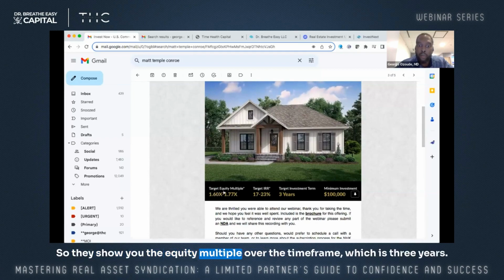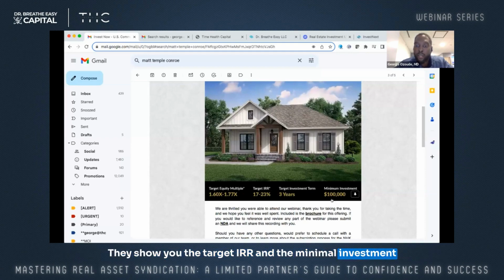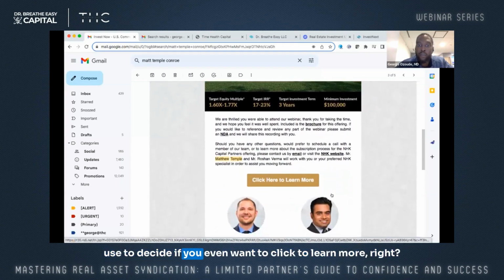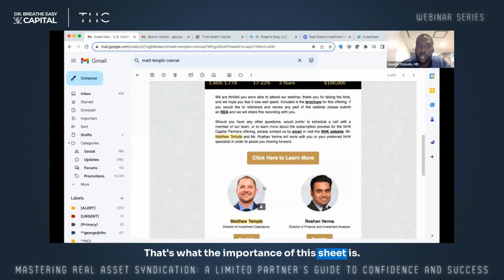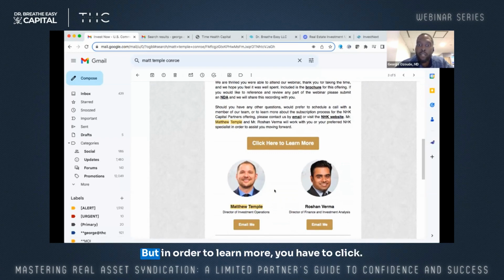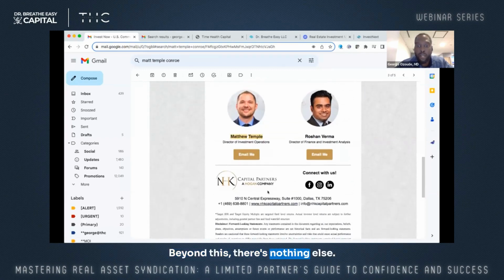They show you the equity multiple over the time frame, which is 3 years, the target IRR, and the minimum investment, just to give you broad information that you might use to decide if you even want to click to learn more. That's the importance of this sheet. They'll show you who they are, the name of the company, and some faces, names and titles, just to put a personal touch on this sheet. But in order to learn more, you have to click. Beyond this, there's nothing else.